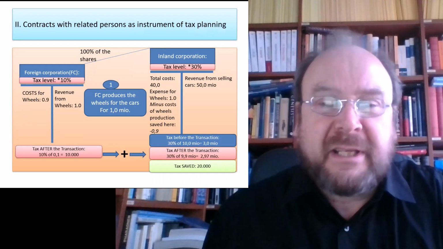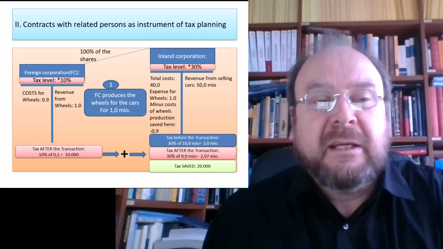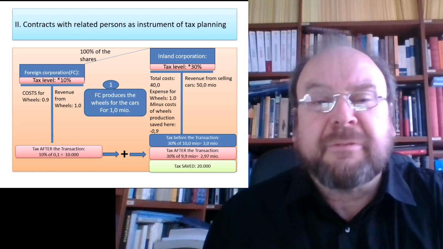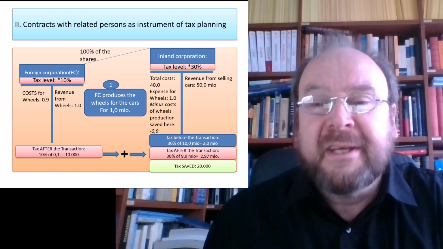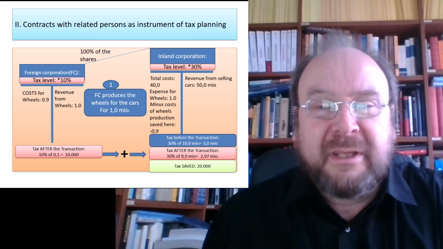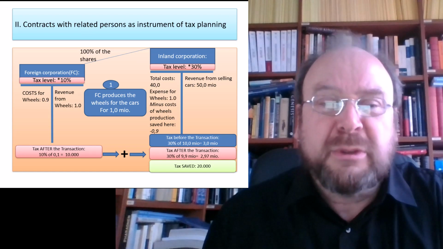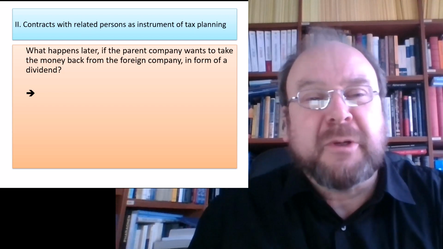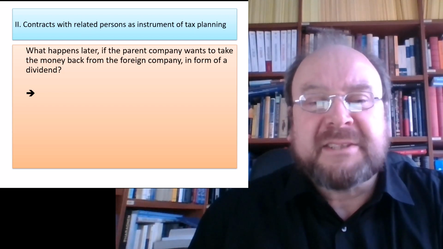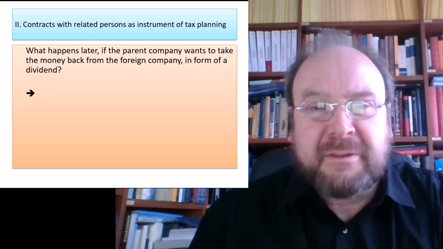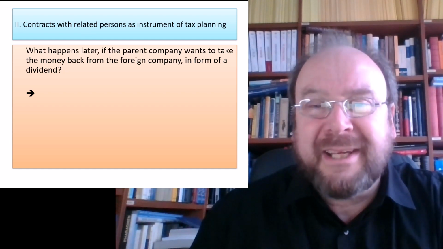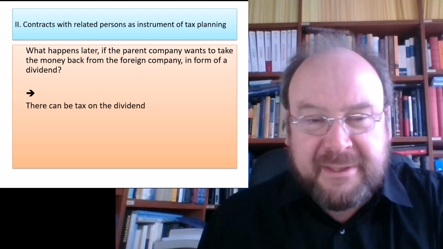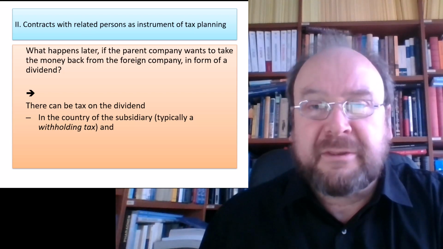However, we still have one question to solve, because now in this construction the 100,000 profit is now in the hands of the foreign corporation. If we want to bring it back to the inland corporation, to its parent company, we will have to pay dividends. So in order to check if our tax saving model is really promising, we must also take into consideration what will happen if the parent company later claims the money back from the foreign company in form of a dividend. Then there can be a tax on the dividend in the country where it comes from.